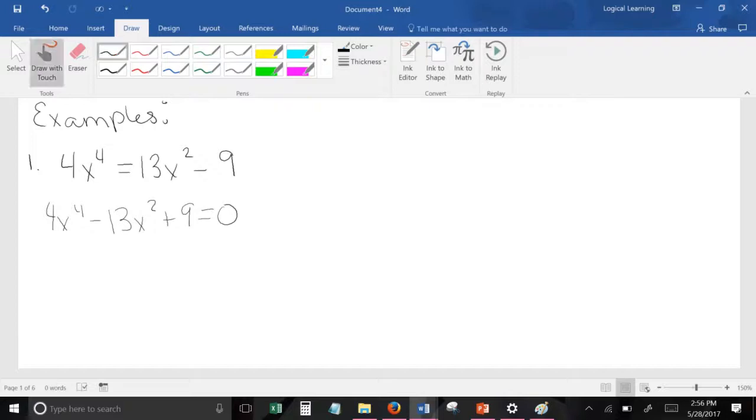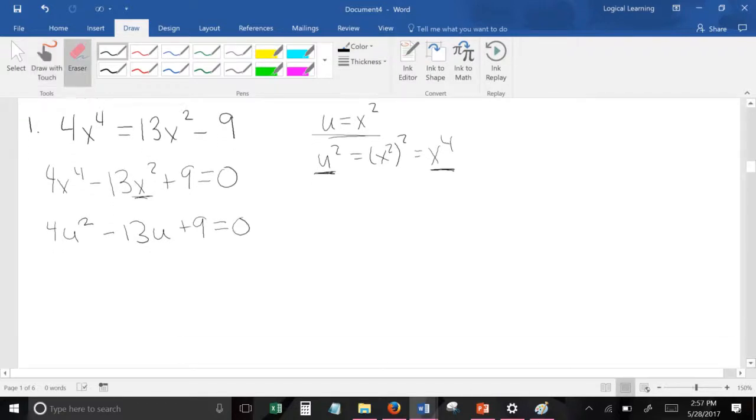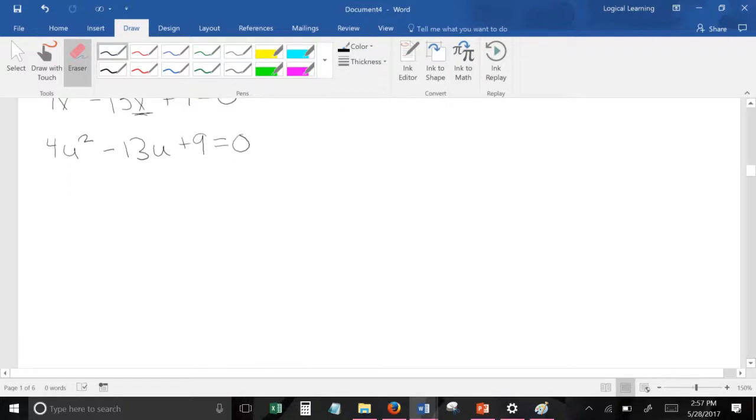Now we're going to use our substitution, and we're going to have u equals x squared. Then our u squared is our x squared squared, and when we square it, we multiply the exponents. 2 times 2 is 4, so we have x to the fourth. So now we'll put that back into our original equation. So we have u squared is x to the fourth, so we have 4u squared minus 13u plus 9 is equal to 0. And now we can use any of our regular quadratic tools to solve this.